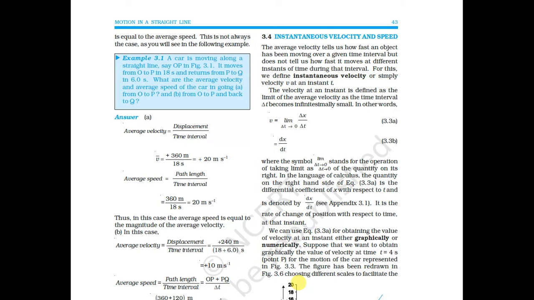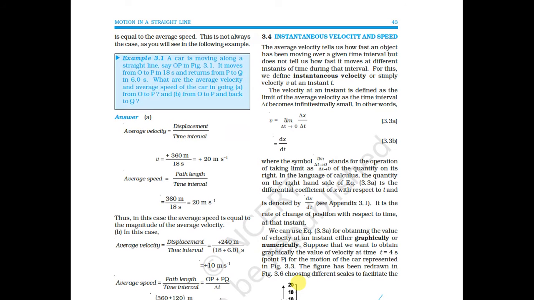Now, example 3.1. A car is moving along a straight line, as in figure 3.1. It moves from O to P in 18 seconds and returns from P to Q in 6 seconds. What are the average velocity and average speed of this car, going from O to P and then back to Q?